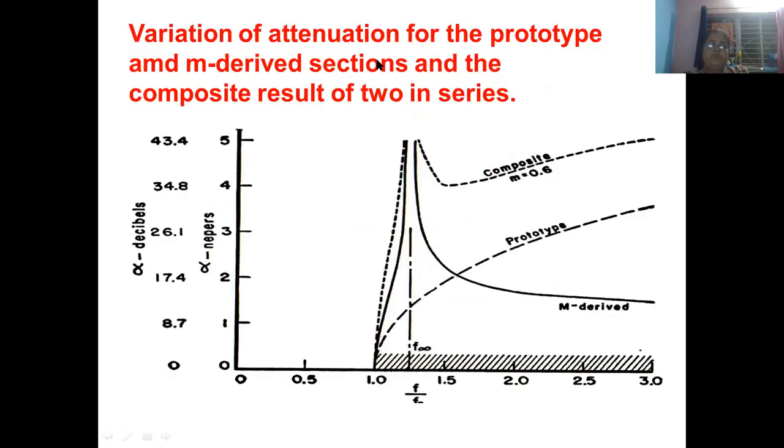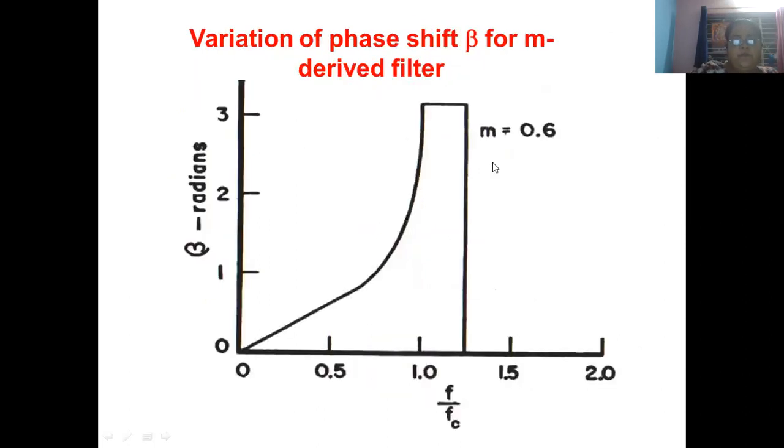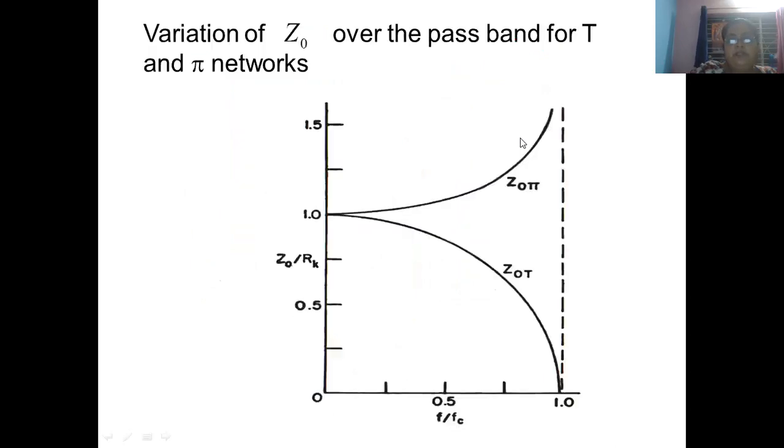This is the variation of attenuation for the prototype and M-type sections and the composite result of the two in series. In this, we have connected the M-type and the prototype section. Variation of phase shift beta for the M-type filter, where we have taken the value of small m equal to 0.6. This is the variation of Z0 over the pass band for the T and pi network.